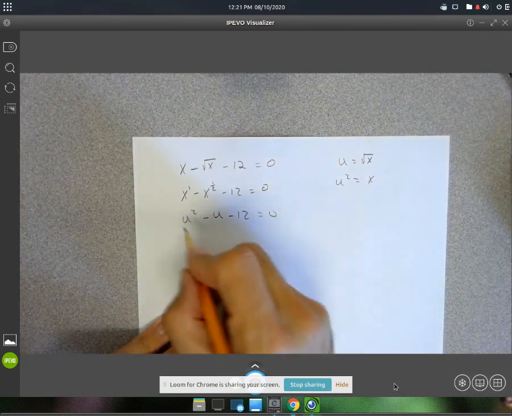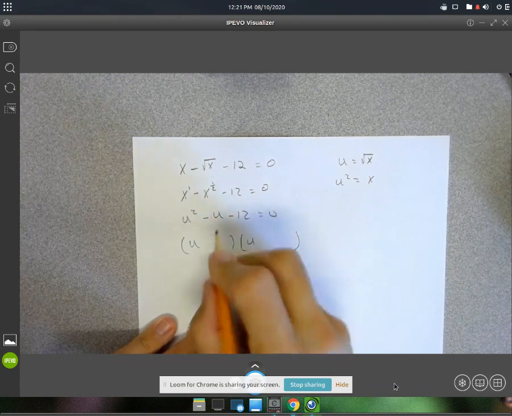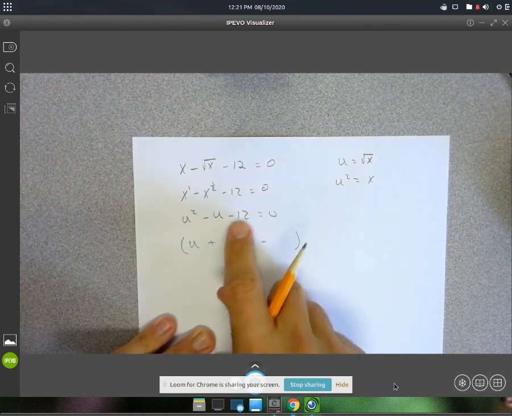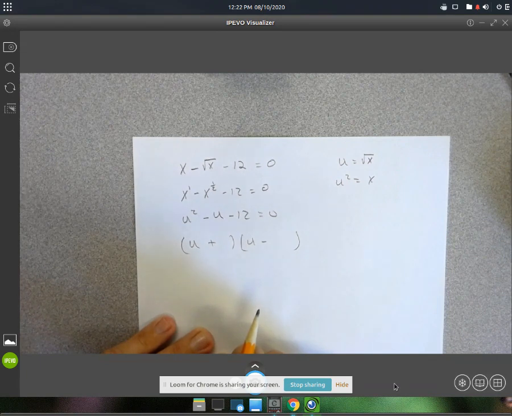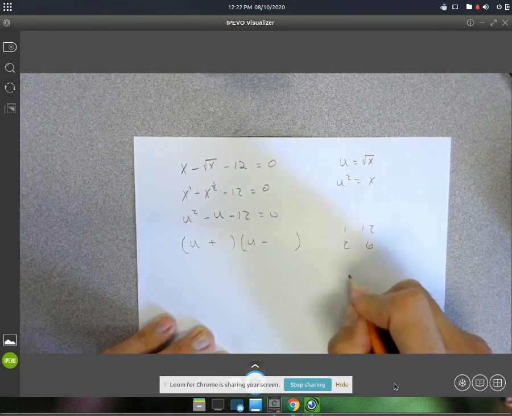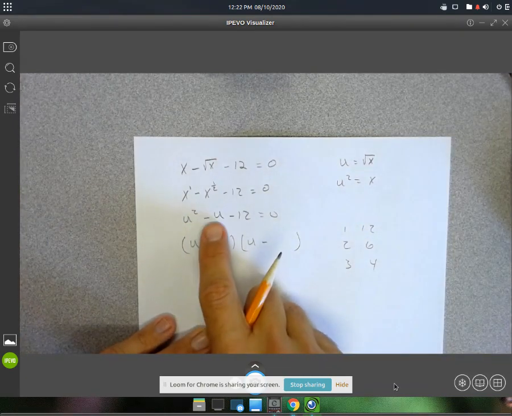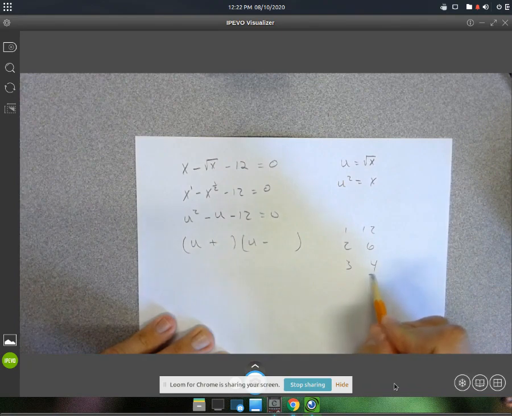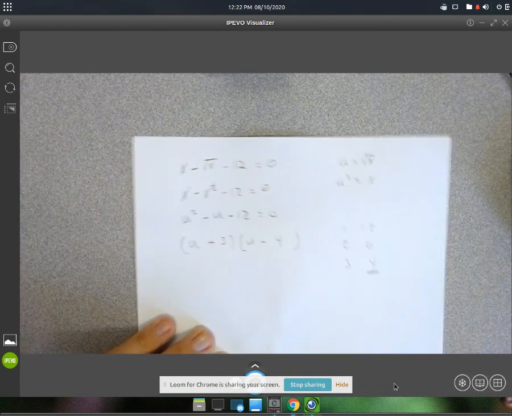We can factor this. We'll break it up like that. This is just normal factoring. One's plus, one's minus. Different signs because the constant term's a negative. I'm looking for two numbers that multiply to 12 and subtract to give me 1. So 1 and 12, 2 and 6, no, 3 and 4, yes. Because the middle term is negative, the bigger number has to be negative. So that's a 4, and that's a 3.